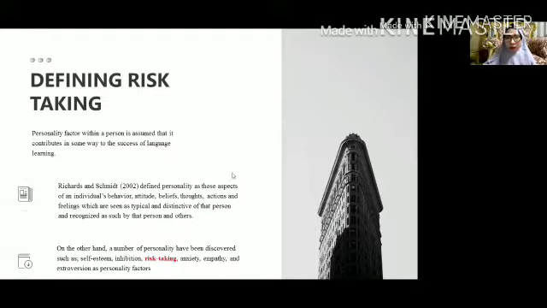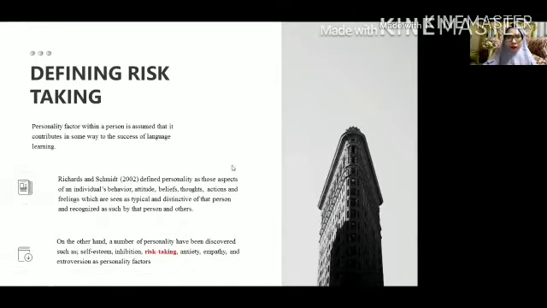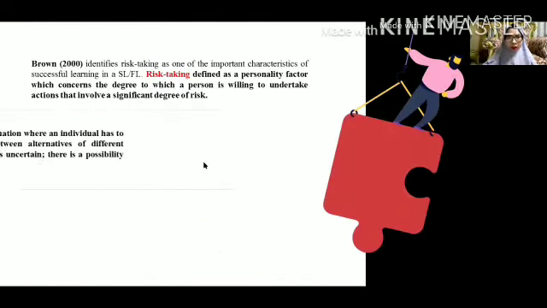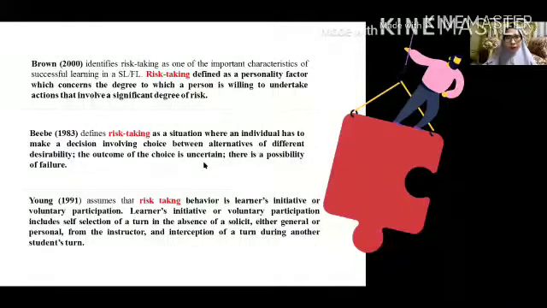So there are some experts who define risk-taking, and the first one is Brown 2000, who identifies risk-taking as one of the important characteristics of successful learning in a second language or foreign language. Risk-taking is defined as a personality factor which concerns the degree to which a person is willing to undertake actions that involve a significant degree of risk.